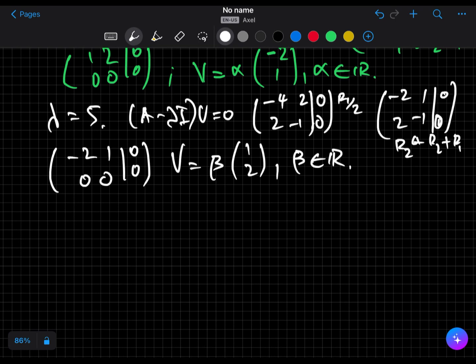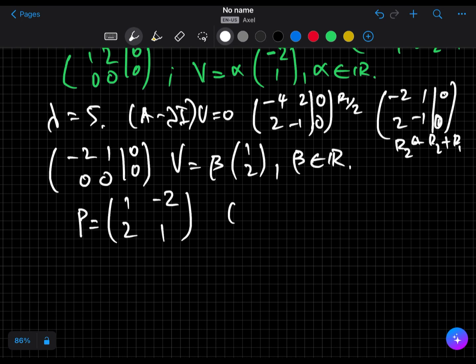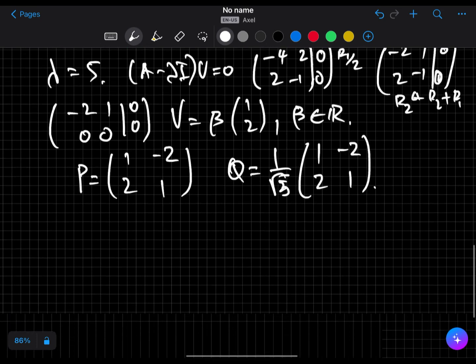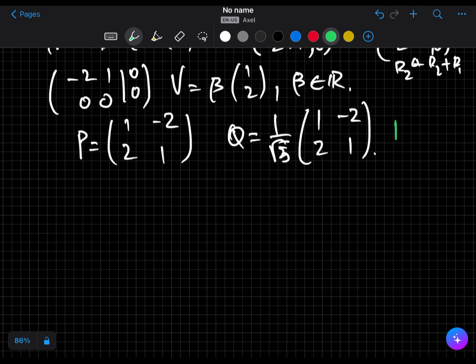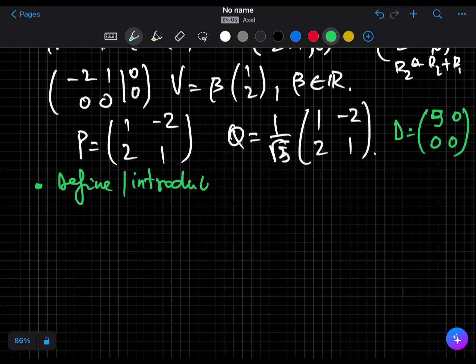So we therefore can have the invertible matrix P, which will be [1 minus 2; 2 1]. So we can have the Q matrix, which is the orthogonal matrix, 1 over square root 5 times [1 minus 2; 2 1]. So once we have that, we have the D matrix, which will be given by [5 0; 0 0]. Now you can introduce the new axis.